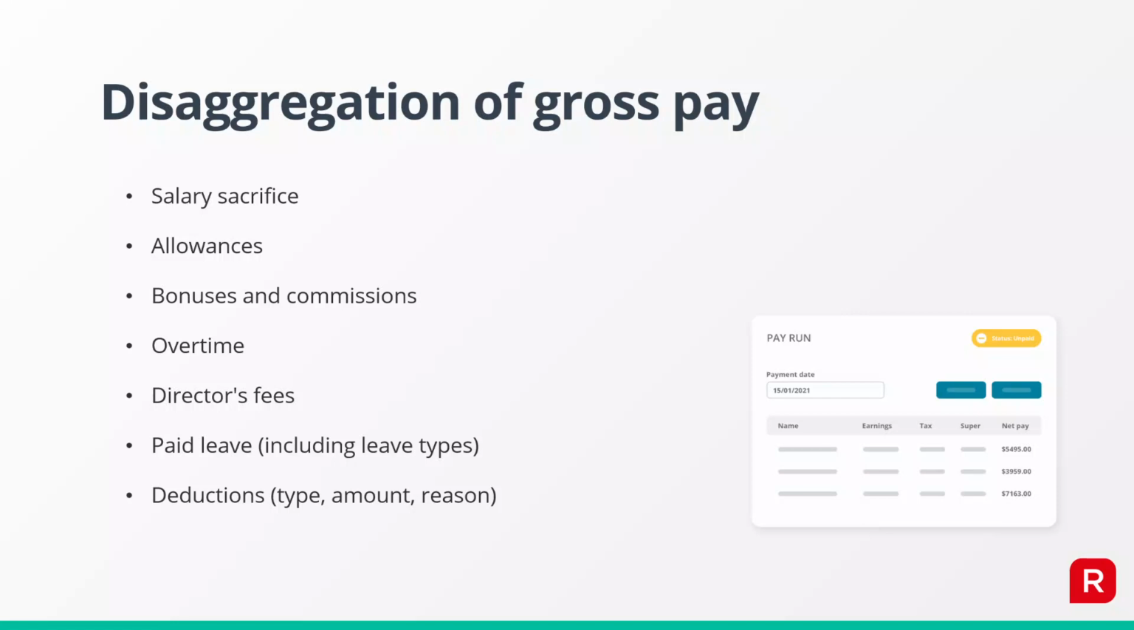Salary sacrifice, allowances, bonuses and commissions, overtime, director's fees, paid leave, which could be unused leave on termination, work cover, paid parental leave, deductions such as child support garnishing. If you've been involved in payroll for a while, you may have had to report lump sum E, which is payment in arrears. So now that's been expanded to include the financial year.